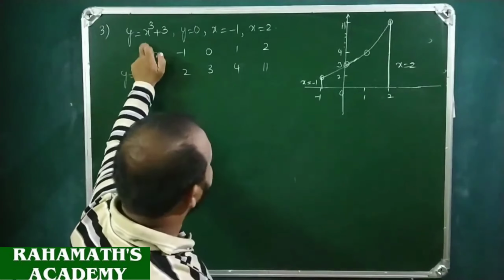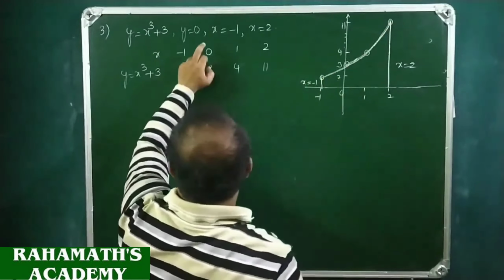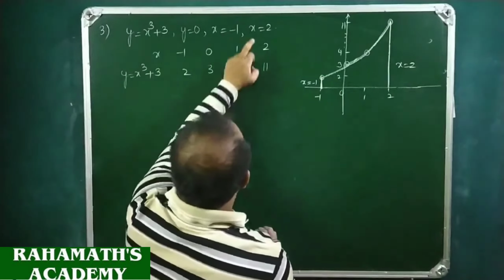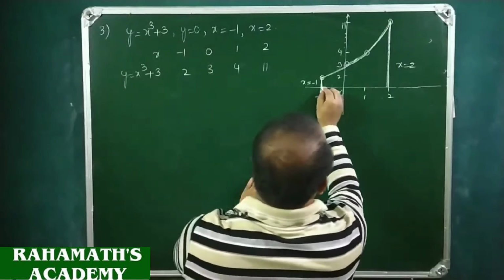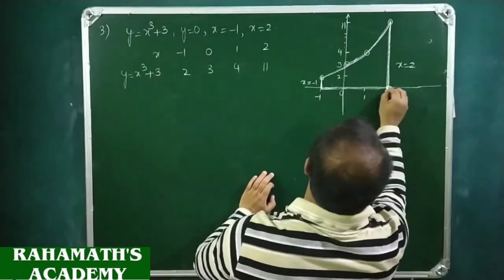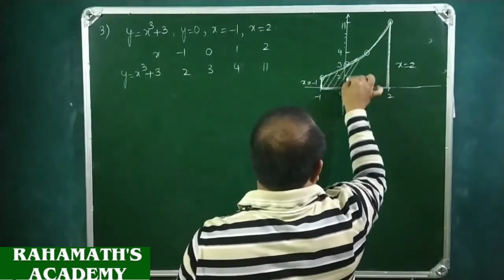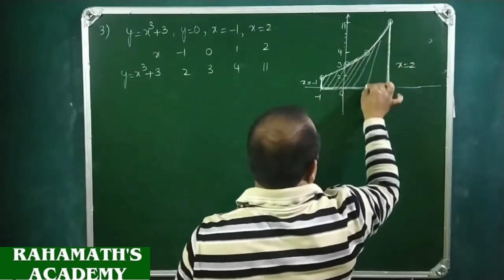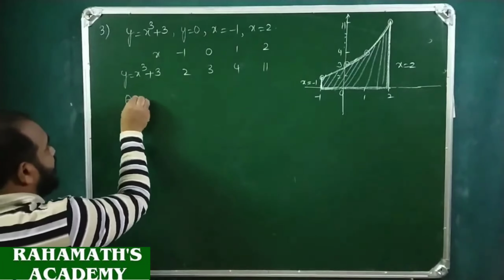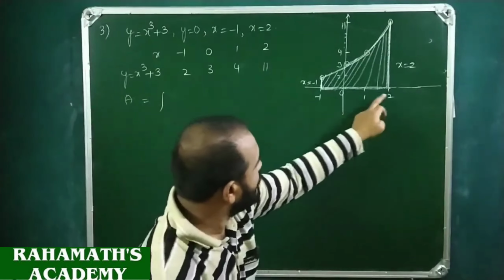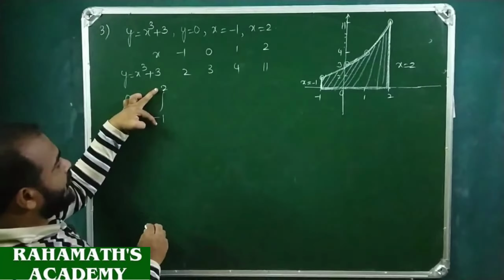Now listen, y equals x cube plus 3 is this curve. x equals minus 1 this line, x equals 2 this vertical line, and y equals 0 is this x-axis. y equals 0 is the equation of the x-axis. Therefore, this area we are required to find. So area is equal to, from where to where? Minus 1 to 2. From minus 1 to 2 are the limits of x.